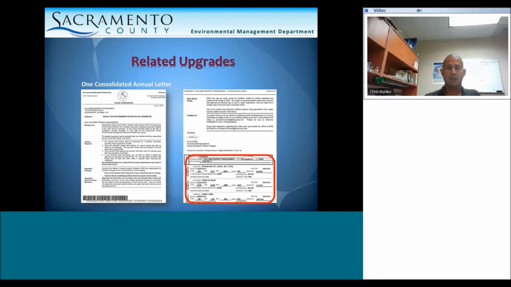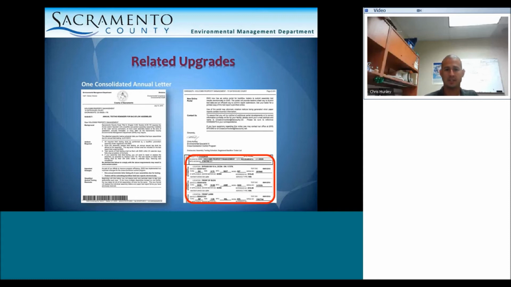Another related upgrade is the way that we notify operators of the annual testing requirements. Previously, the way our system was set up was a one-to-one relationship. So for each Backflow device, there would be one letter and a test report form. Depending on the number of letters that we sent out for any given device, you're looking at a ton of paper. What we've been able to do is change that relationship from the one-to-one with a device to a relationship based on the owner for that account.